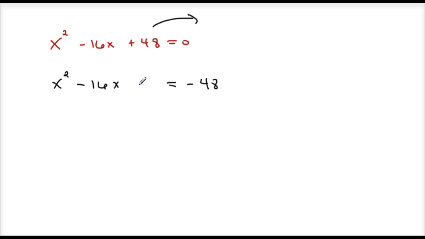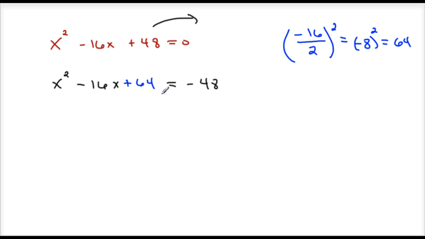In anticipation, I have to create another term here that's going to make this factorable into a perfect square. So again, I'm going to take my b, negative 16 here on the side, divided by 2, and square it. This is going to give me negative 8 squared, which is equal to 64. So I'm going to add 64 here so I can factor this into a perfect square.